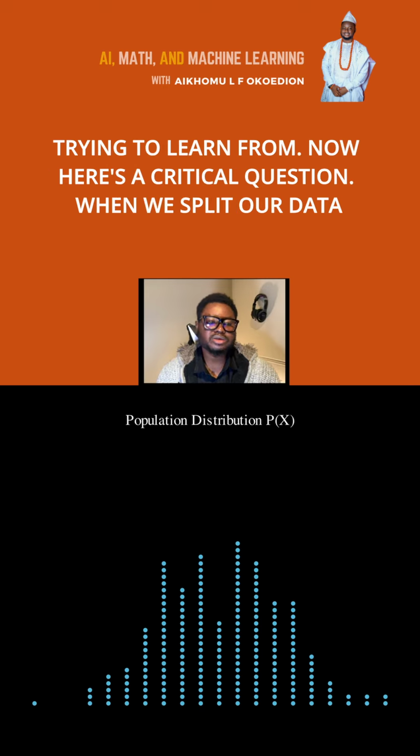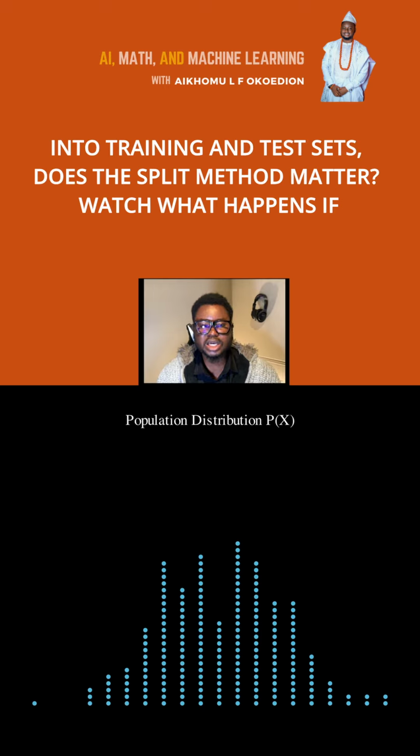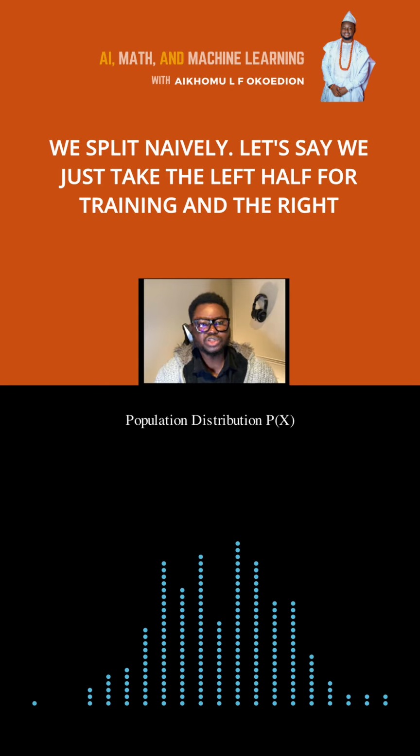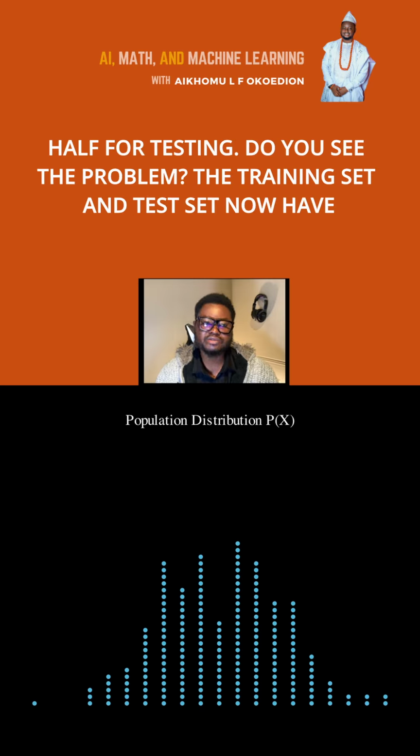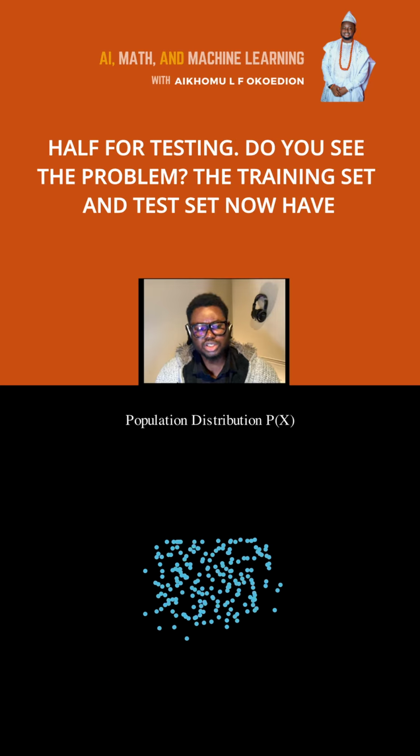Now, here's a critical question. When we split our data into training and test sets, does the split method matter? Watch what happens if we split naively. Let's say we just take the left half for training and the right half for testing. Do you see the problem?